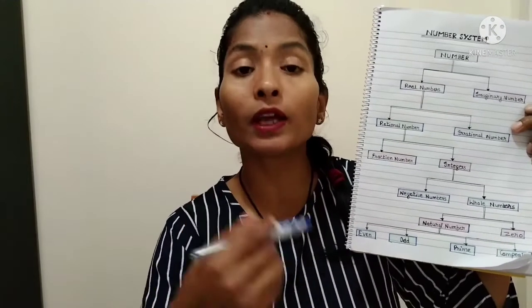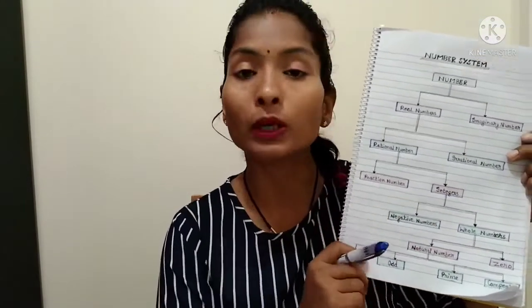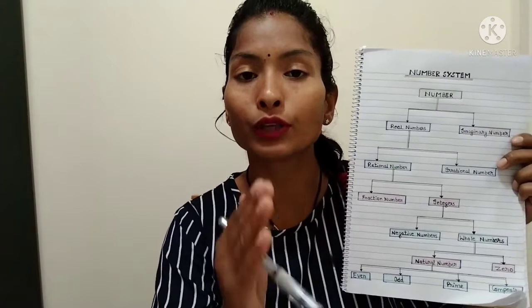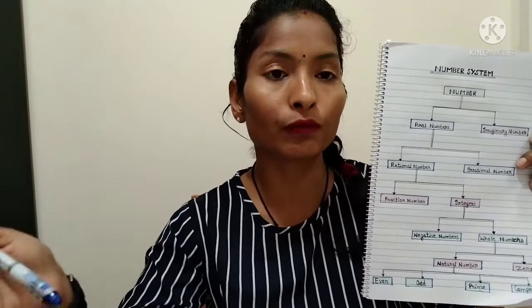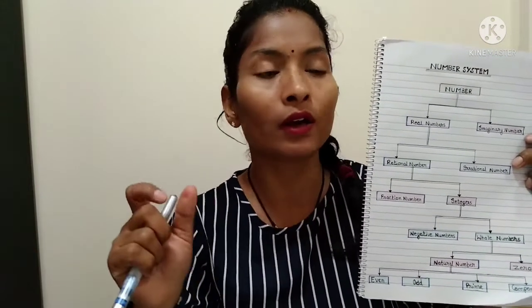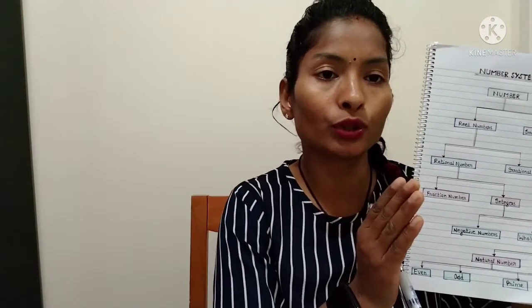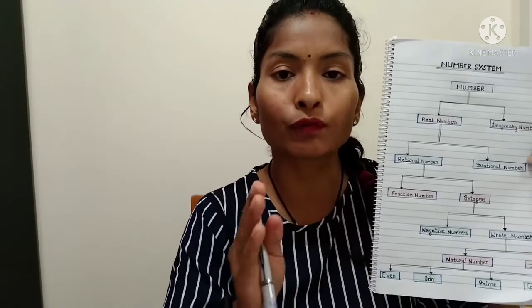Now when we include 0 with natural numbers, we get whole numbers. So whole numbers are those numbers which start from 0: 0, 1, 2, 3, 4, 5 up to infinity. Here 1, 2, 3, 4, 5 up to infinity is called natural numbers. Now we include 0, so it becomes whole numbers: 0, 1, 2, 3, 4, 5 up to infinity.